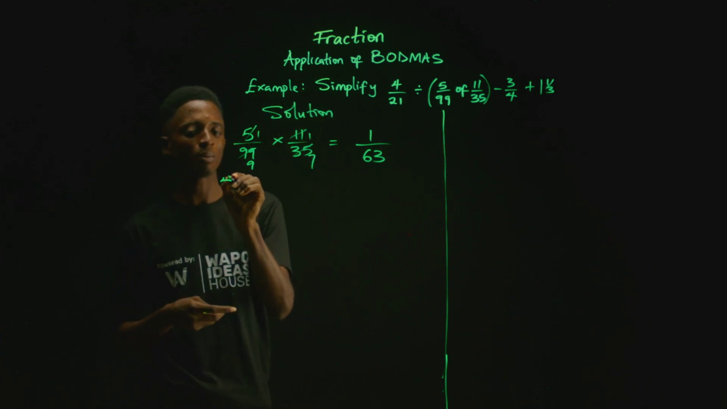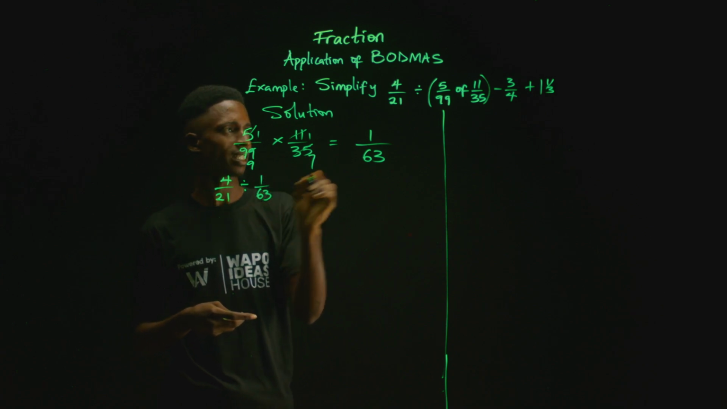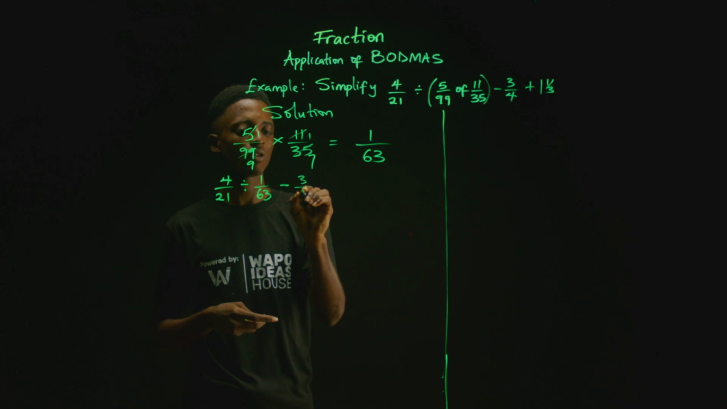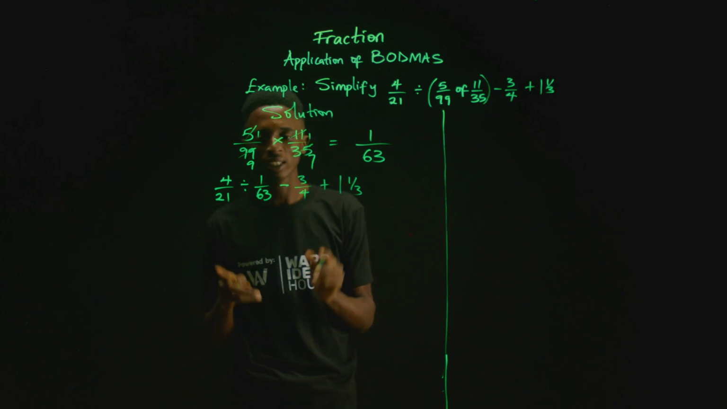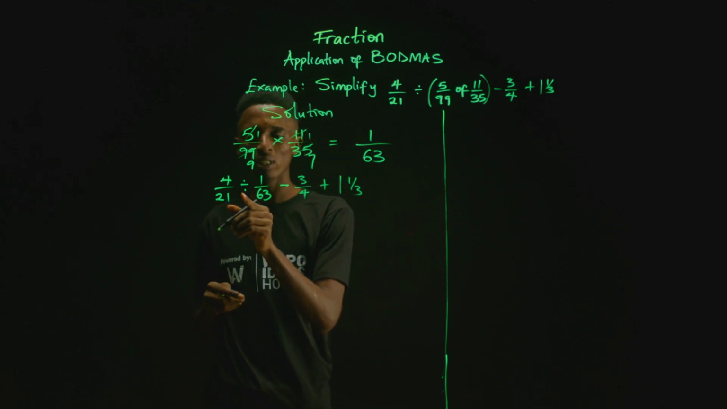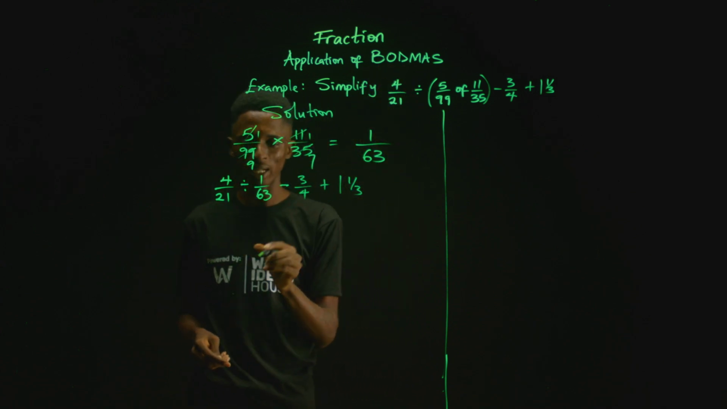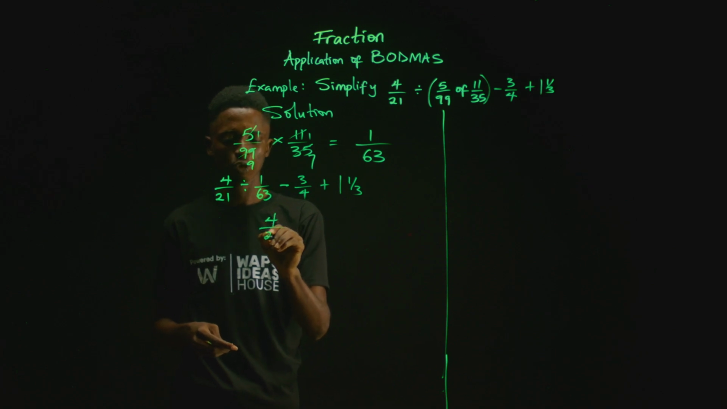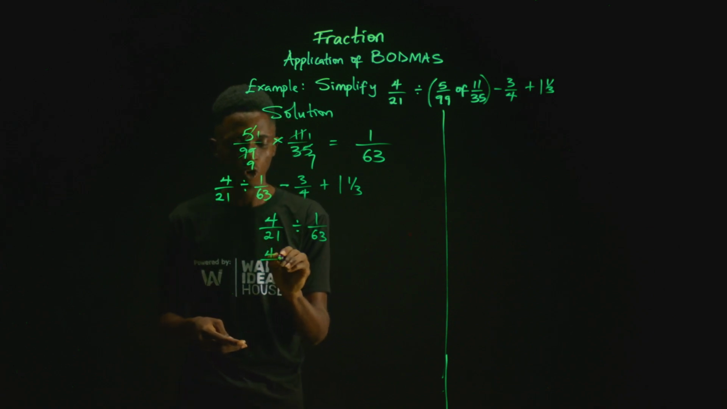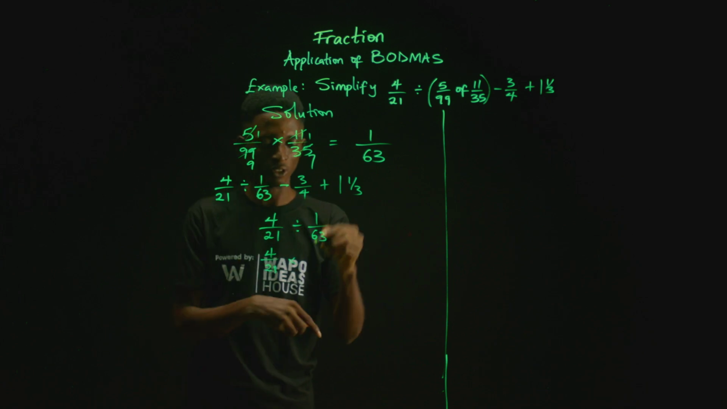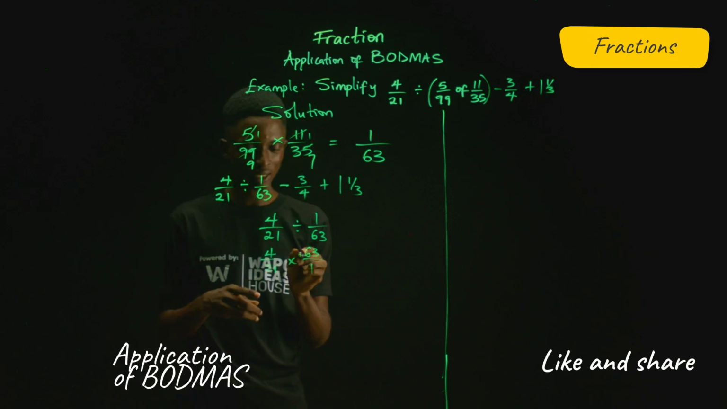The question can then become 4 over 21 divided by 1 over 63, then minus 3 over 4, and then plus 1 whole number 1 over 3. So the next operation we go to is the division, because after brackets and order we have division. So to solve this part, where we have 4 over 21 divided by 1 over 63, we write this as 4 over 21 times, then we flip this to have 63 over 1.